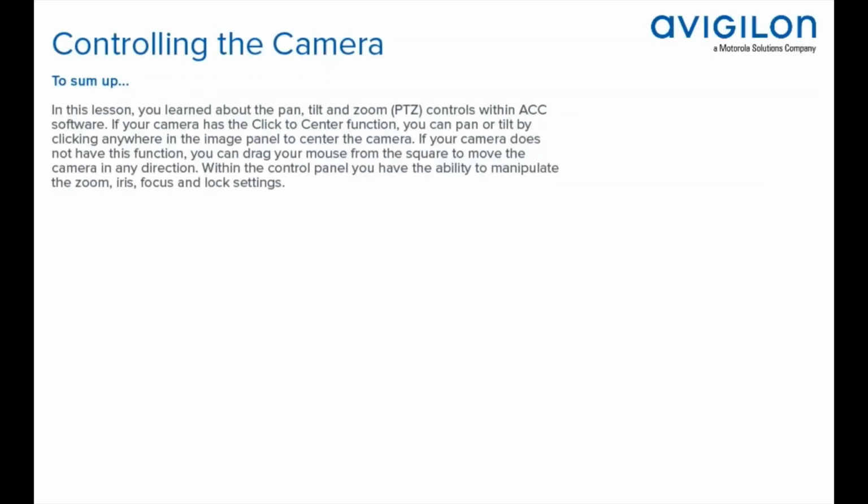To sum up, in this lesson, you learned about the pan, tilt, and zoom controls within ACC software. If your camera has the click to center function, you can pan or tilt by clicking anywhere in the image panel to center the camera. If your camera does not have this function, you can drag your mouse from the square to move the camera in any direction. Within the control pane, you have the ability to manipulate the zoom, iris, focus, and lock settings.